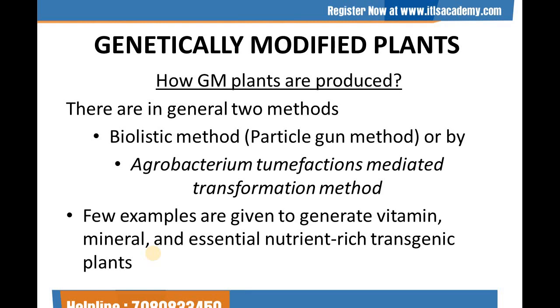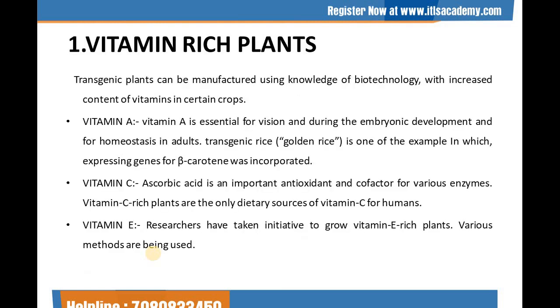A few examples are given to generate vitamin, mineral, and essential nutrient-rich transgenic plants, in which vitamin-rich plants come first. Let's understand what it is. Vitamin-rich plants. Transgenic plants can be manufactured using knowledge of biotechnology with increased content of vitamins in certain crops.